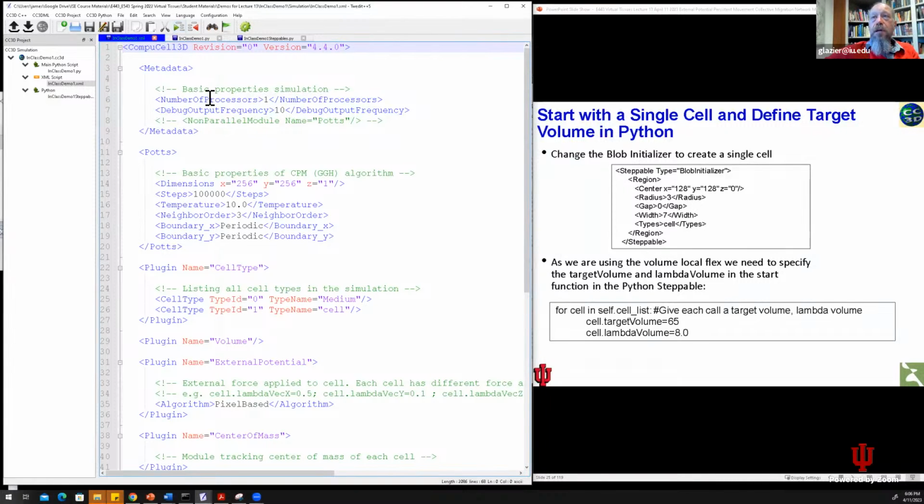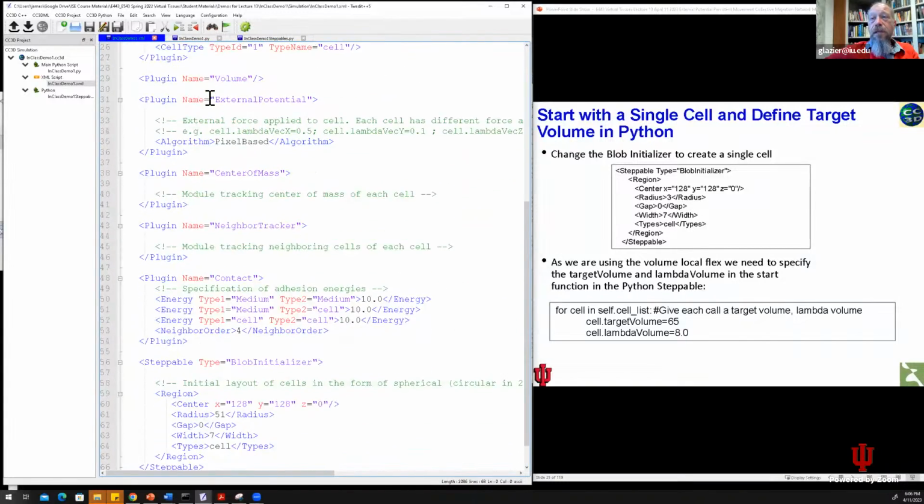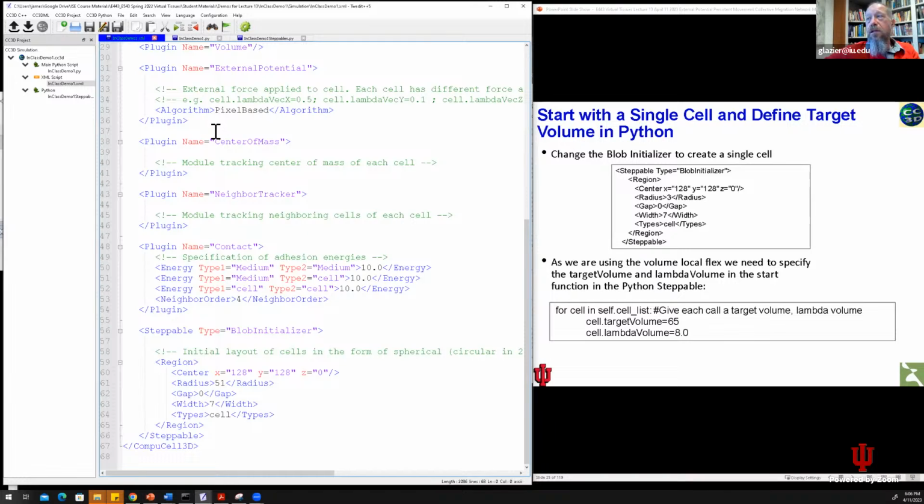All right, so now in the XML, the only thing that we're going to have to do is start with a single cell. So instead of a radius of 51, we'll use a radius of 3.